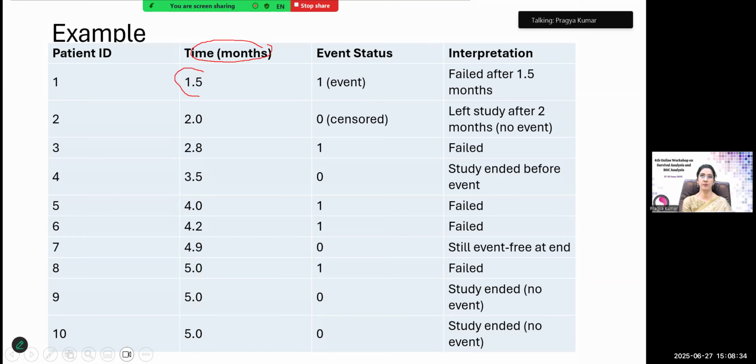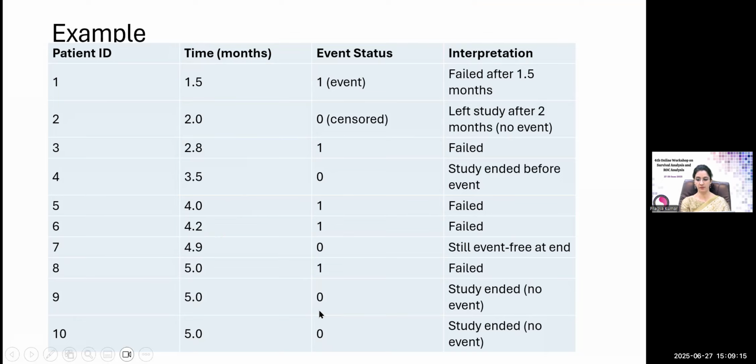In the case of the first person, the follow-up time was 1.5 months and the event happened. So your interpretation will be that he failed after 1.5 months. The second person was censored at 2 months, so you will say he left the study after 2 months. Similarly, at 2.8 there is an event, at 3.5 there is a censoring, at 4 there is an event, and at 4.2 again there is an event. We call these failures. And these 3 were event free at the end of the study.